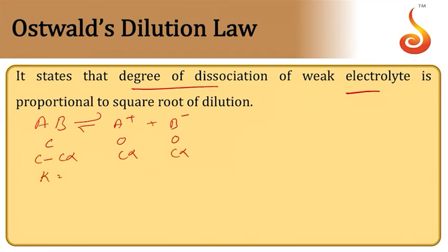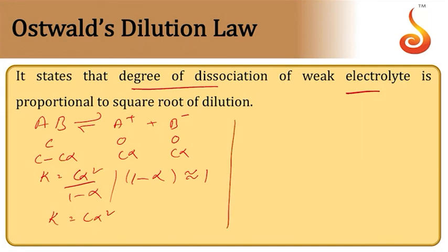we have C alpha and C alpha. So the equilibrium constant K is equal to C alpha square by 1 minus alpha. If it is a very weak electrolyte, 1 minus alpha can be taken as nearly equal to 1. In such a case, K becomes equal to C alpha square. So alpha square is equal to K by C, and alpha is equal to the square root of K by C.